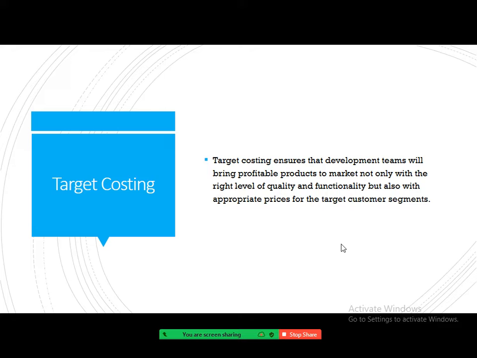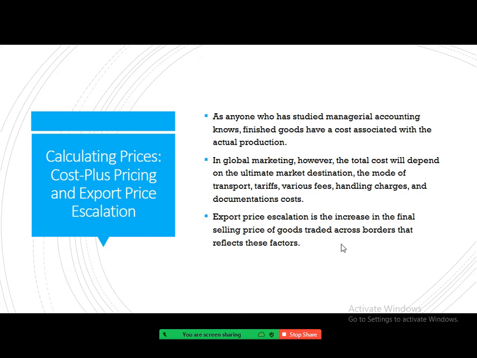In the United States, cost is typically determined after designing, engineering, and marketing decisions have been made in sequential fashion. If the cost is too high, the process cycles back to square one, like the design stage. Now you are going to calculate the pricing. So, calculating pricing, cost-plus pricing, and export price escalation.